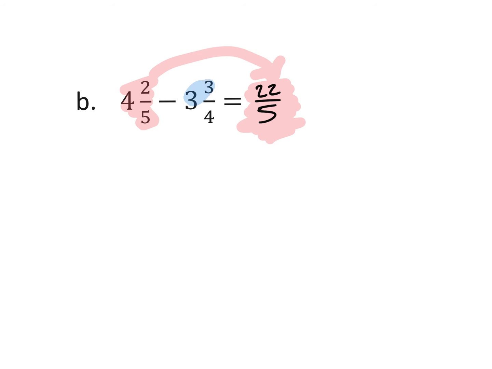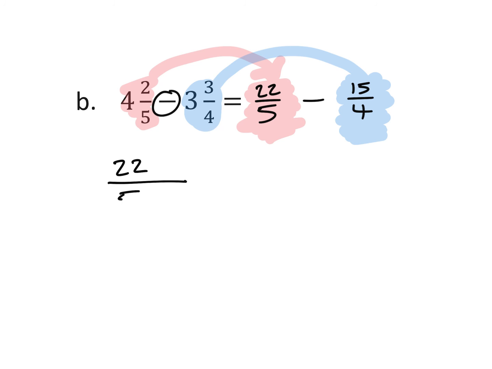And then I'm going to look at this right here and I'm going to bring it over here. And that is 3 times 4 gives me 12 plus 3 is 15, so I have 15 fourths. And I got to bring over my subtraction. So I got 22 fifths minus 15 fourths. Well, I once again have to find a least common denominator, and this is also going to be 20. So I'm going to come down here and I'm going to write 22 fifths times 4 over 4.